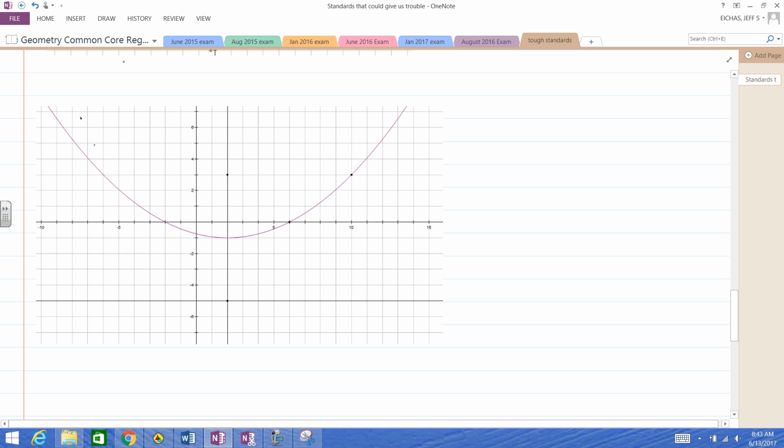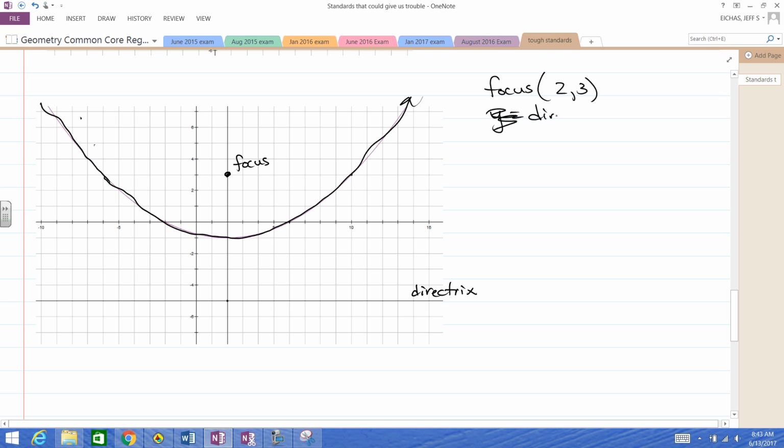What I did was I made an example on Geometry Sketchpad of a parabola right here. This is the parabola. What that means is this is the collection of all points that are supposed to be the same distance from this focus as they are from this directrix. Now, they'll give us the focus location. In this case, it's (2, 3). They'll give us the directrix equation. In this case, it's y equals -5. And we will have to derive the equation using the Pythagorean theorem.